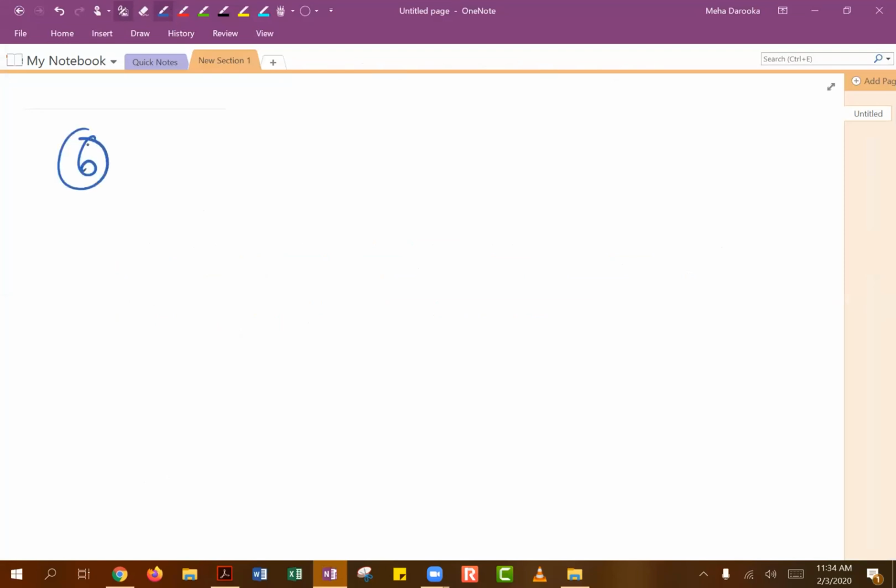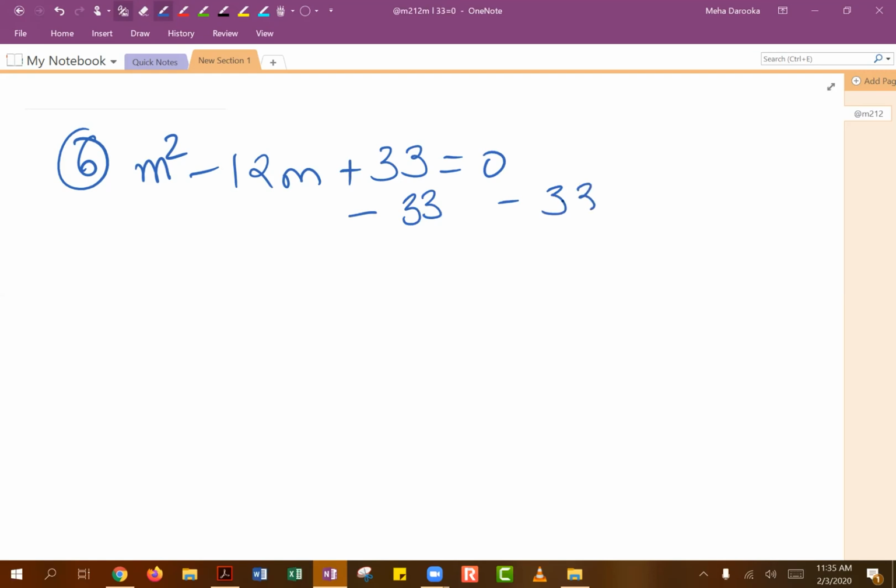So we've got m squared minus 12m plus 33. So remember, for completing the square, you're only working with the leading term and the middle term. So we actually don't need the 33. So the first thing you're going to do is move that 33 to the other side. Okay, so let's start by subtracting 33 on both sides. This guy cancels out. You're left behind with m squared minus 12m equals negative 33.